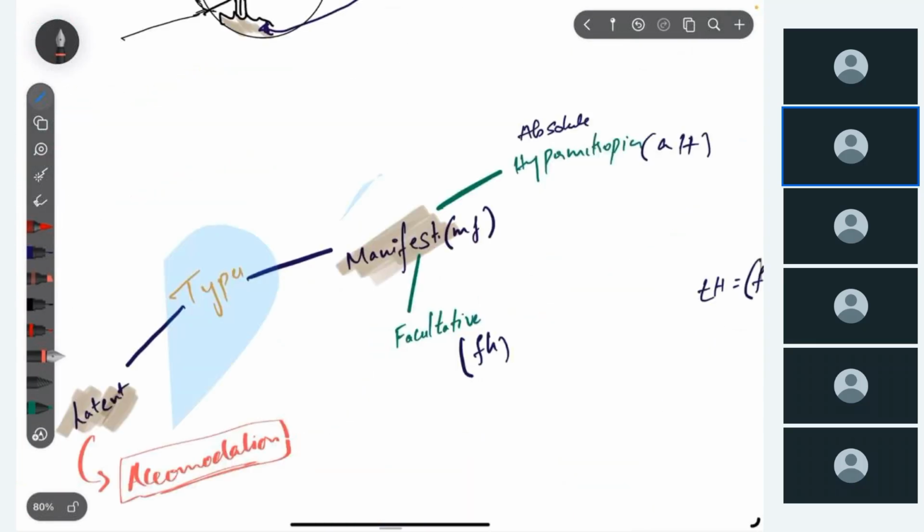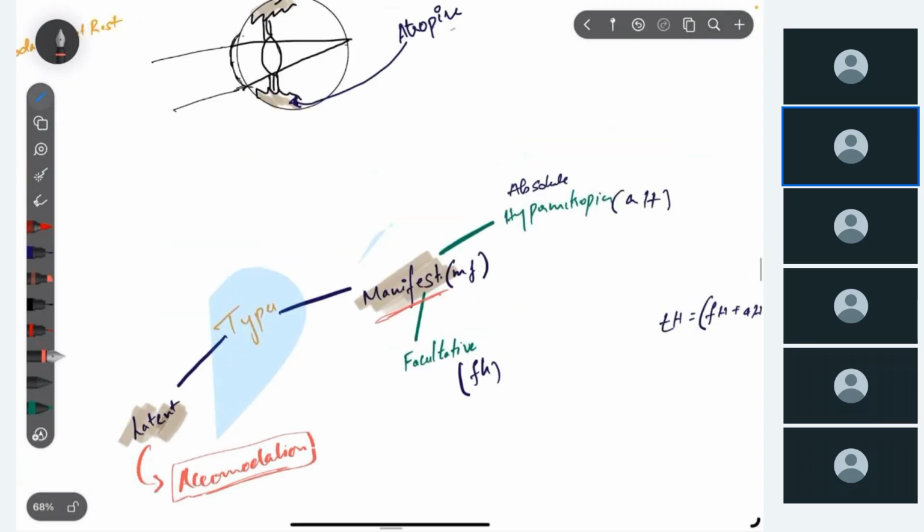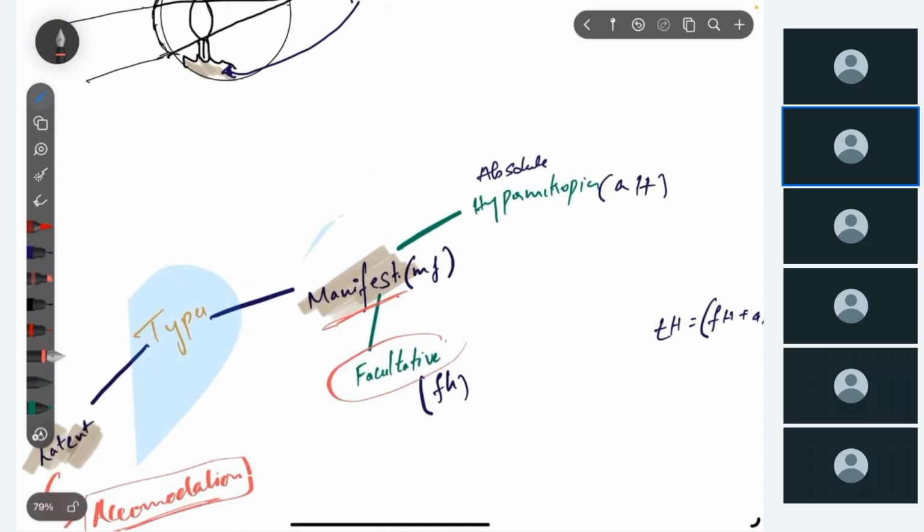And there is manifest hypermetropia. In manifest hypermetropia, there is hypermetropia. The patient complains that he cannot see the near objects. In this also, a part of it is overcome by the accommodation reflex, and a part of it is not overcome by the accommodation reflex.